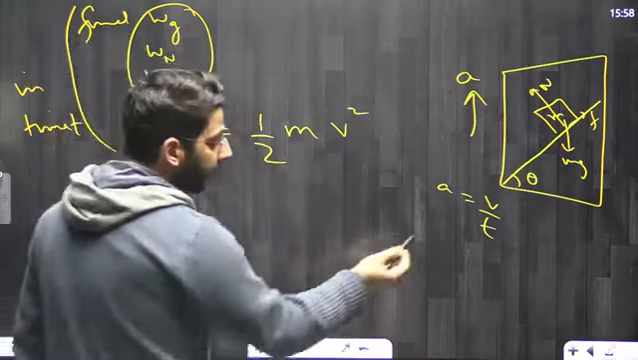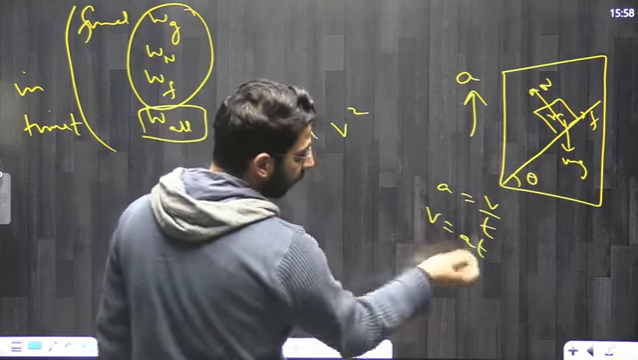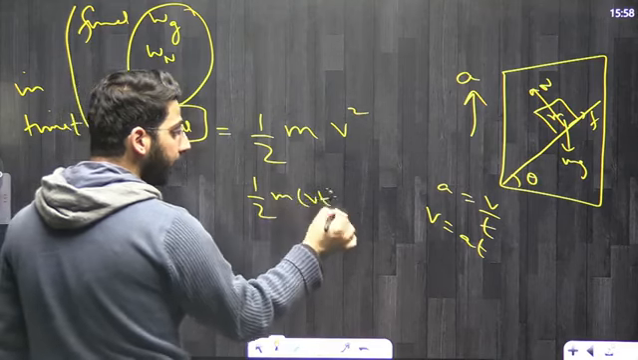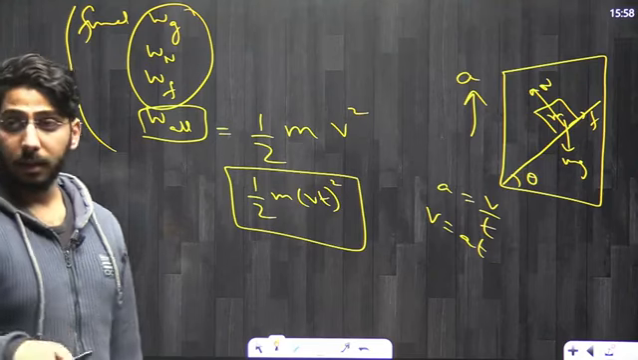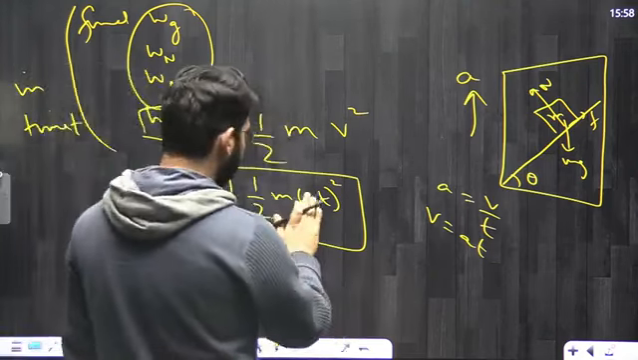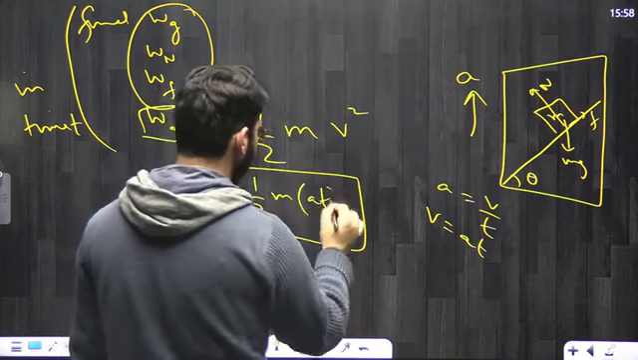So a is v by t. So what is v then? v is at. After time t, the velocity will become at. So the answer for this will be half of m times (at) whole square, that is half m (at) square.